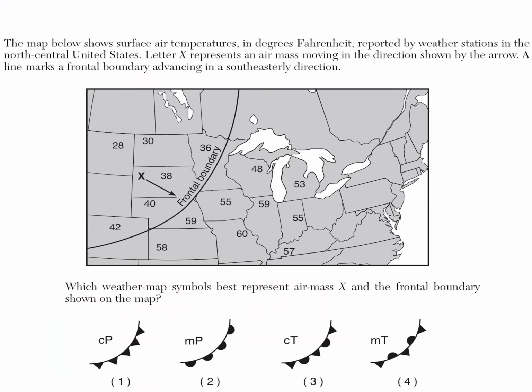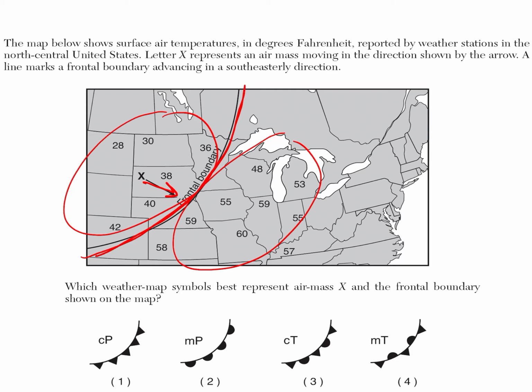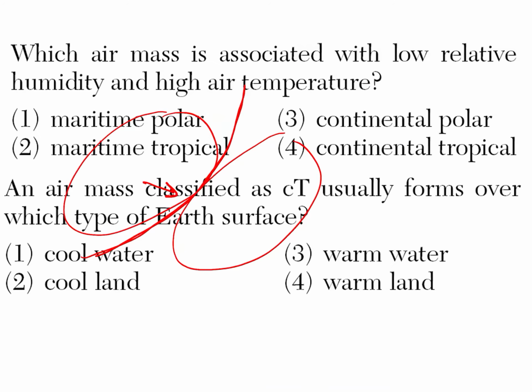So if you look at the temperatures, these are colder and these are warmer, right? And if this is the front and it's moving this way, if that's cold air, then it should be a cold front. So triangles for icicles, right? Next one.